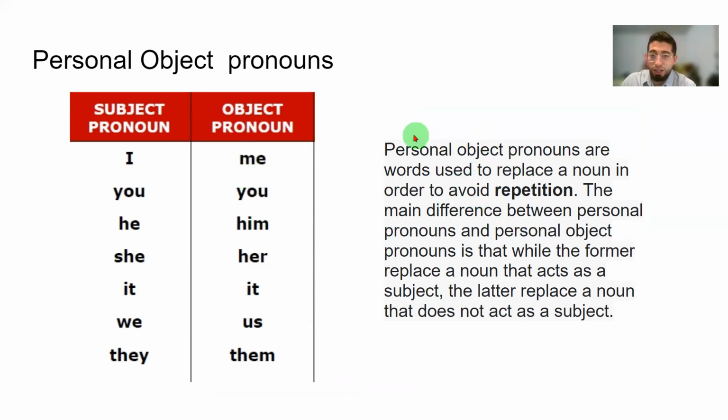Let's read the definition. Now, la definition. Personal object pronouns are words used to replace a noun in order to avoid repetition, right? Estos también reemplazan a los sujetos. ¿Listo, chicos? También reemplazan estos de acá, subject pronouns. ¿Listo? To avoid repetition, right? Para evitar la repetición. ¿Ok?